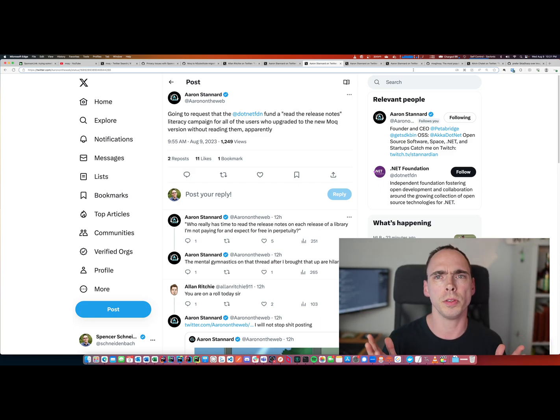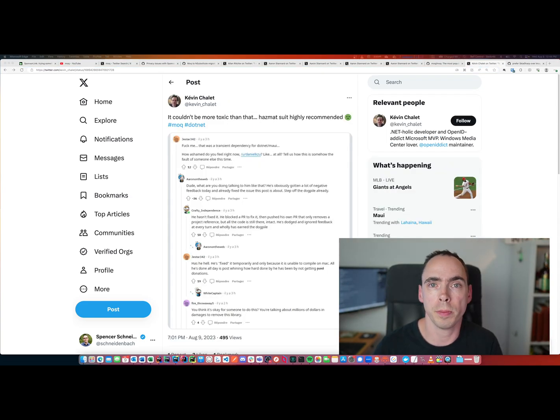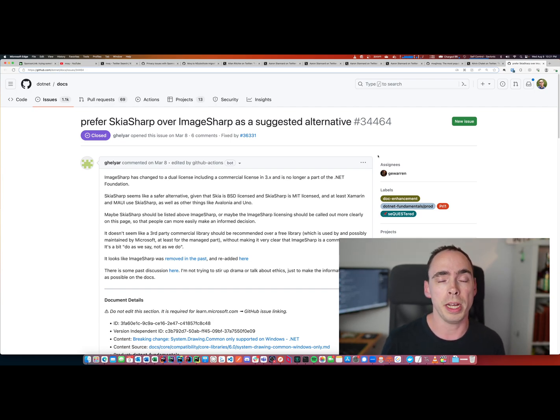And again, the ultimate question and my ultimate interest in this is the question of open source sustainability, because the answer is not going to come from Microsoft and it's not going to come from the .NET Foundation either. Just ask ImageSharp. When ImageSharp was taken and made commercial after being a open source library for so long, Microsoft essentially erased it from existence, at least erased it from the Microsoft docs.